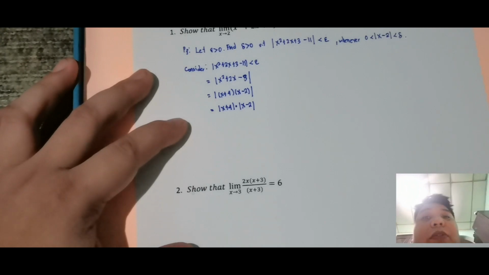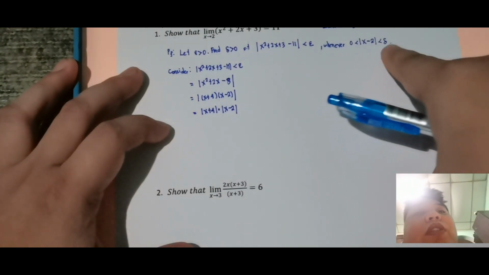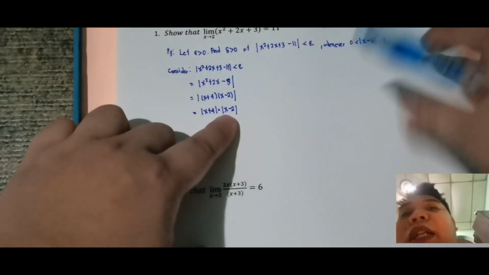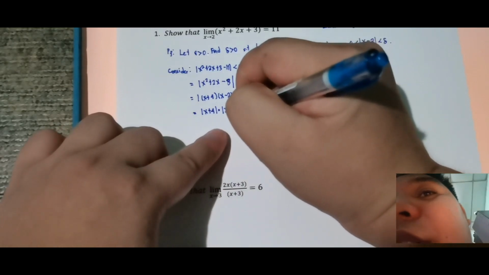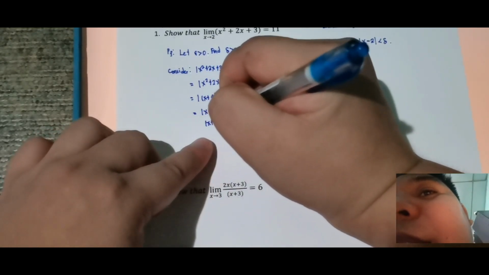Okay, so definition ng absolute value. So property pala ng absolute value, sorry. So next is by assumption, si absolute value of x minus 2 is less than delta. So meaning, pwede kong palitan to ng delta. Okay, so this could be delta multiplied by absolute value ng x plus 4.